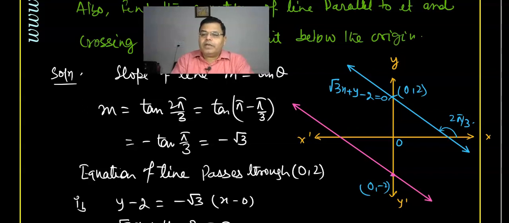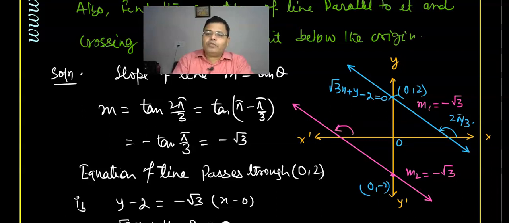So how to deal with this? Since a parallel line has the same slope, if the slope of this line is m1, that is minus root 3, then the slope of this line will also be minus root 3, isn't it? It will make the same angle, 2 pi by 3, with the x-axis, and so the slope will be the same, but passing through 0 comma minus 2.